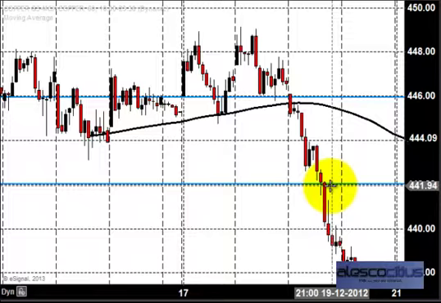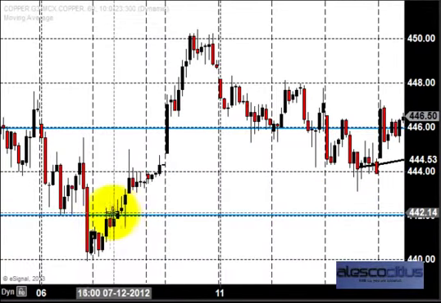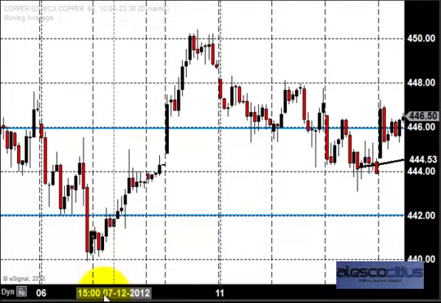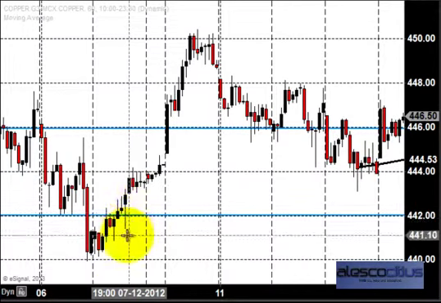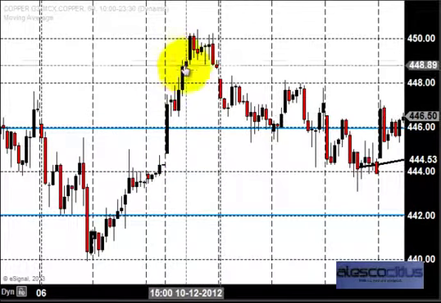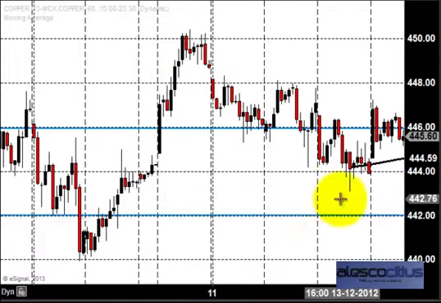That is 442, which we have marked. So you can see after breaking 442, as I said, whenever I place a cursor, you can see the date below. That was on the 7th of December. After the price broke 442, it gave a very clear price action. You can see it went up till 450. So this was acting as one of the major supports.